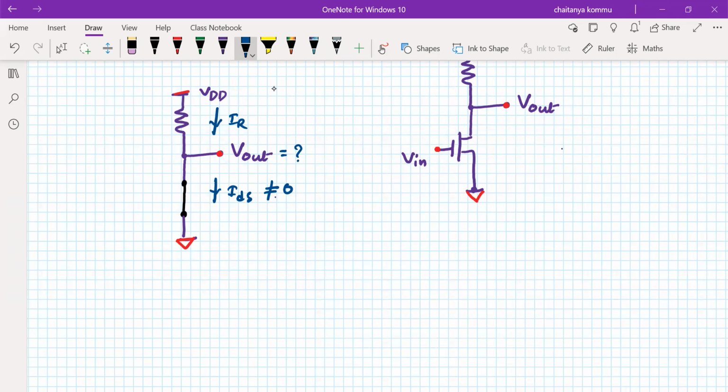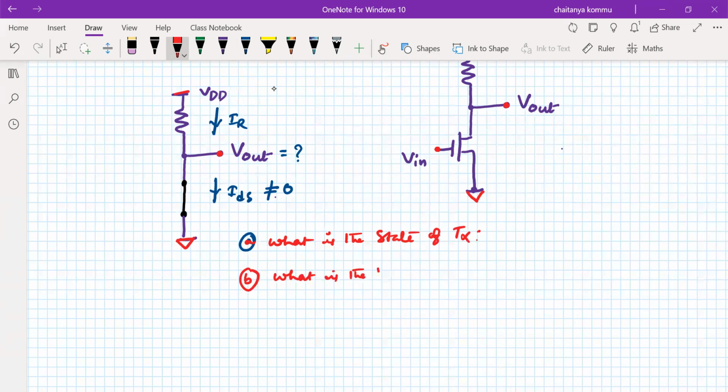Two things that we have to observe. Number one, once it is on, we have to observe what is the state of this transistor. That is the first point. The second point is what is the value of Vout? What is the value of Vout?